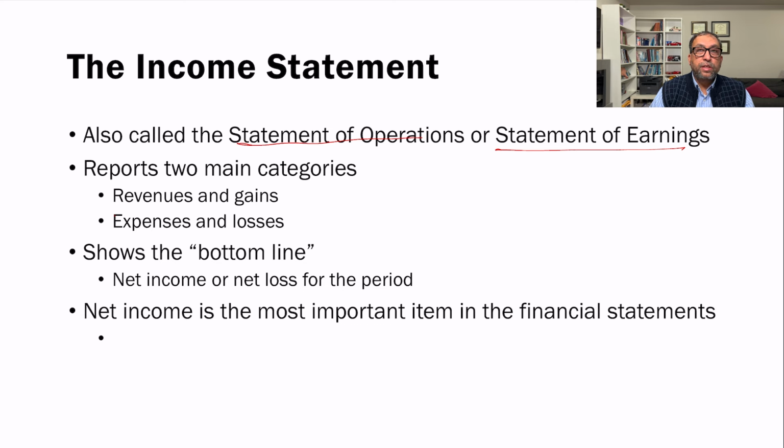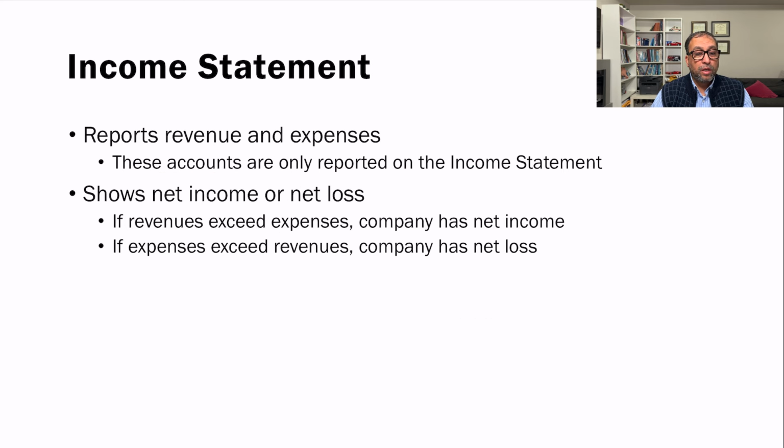Report two main categories: revenues and gains, and expenses and losses. These are the two main items under which we have different heads. The bottom line of this statement is the net income or a net loss. Net income is the most important item in the financial statement. Definitely, we have to look at what the net income is for this accounting period.